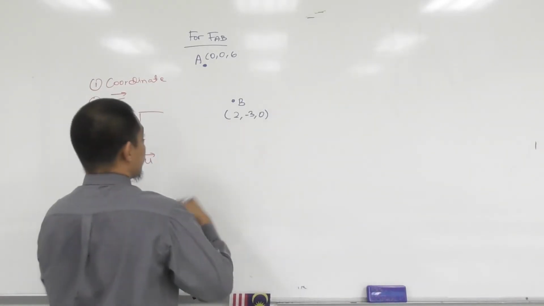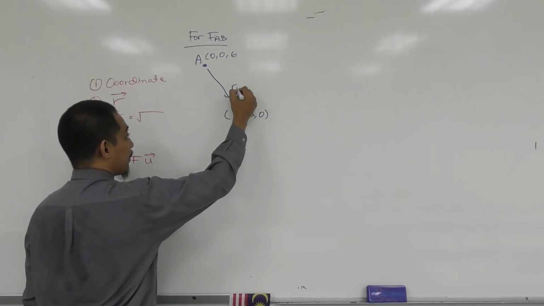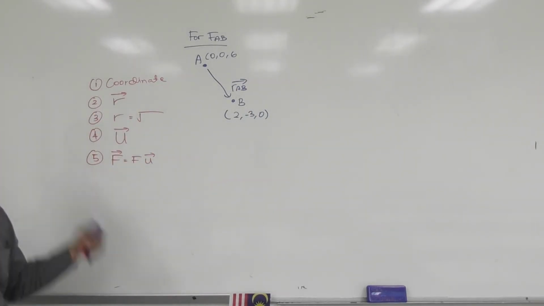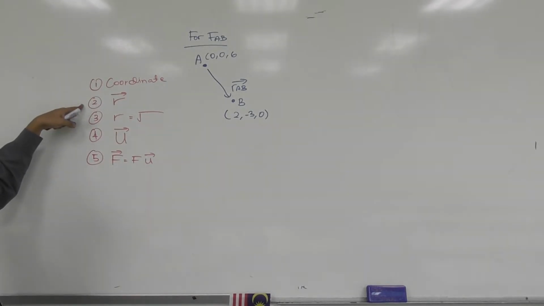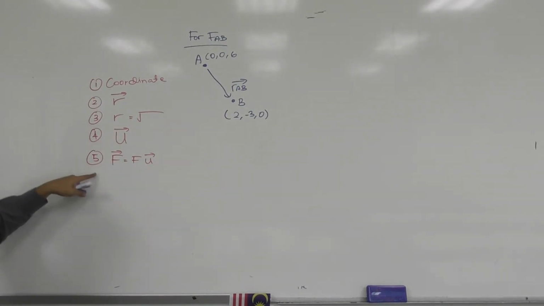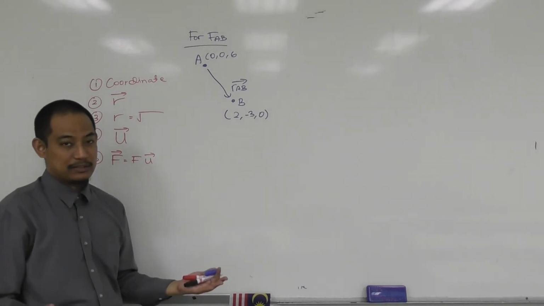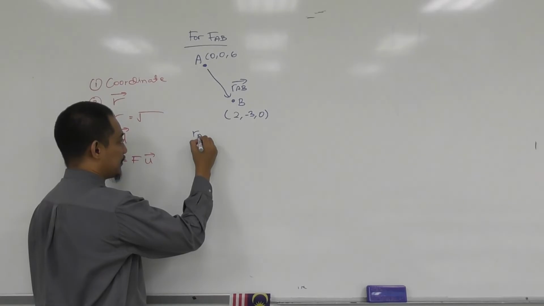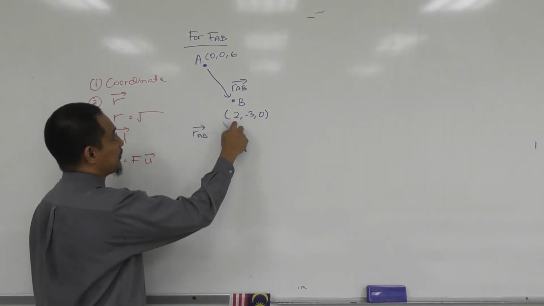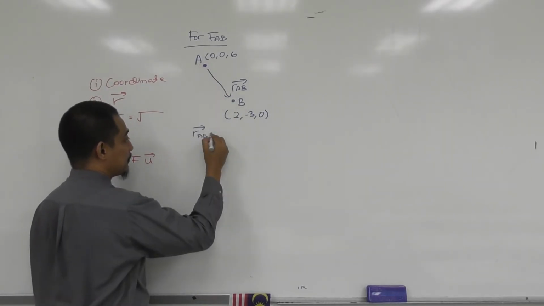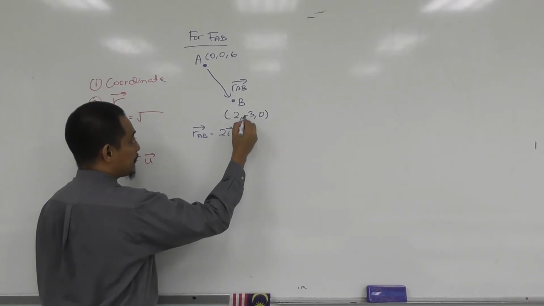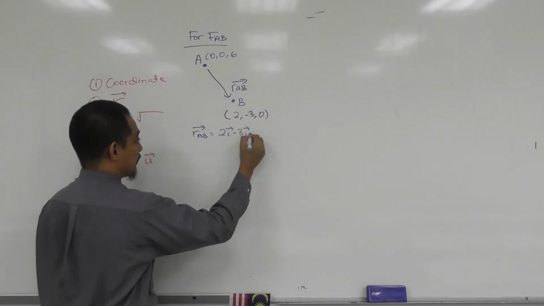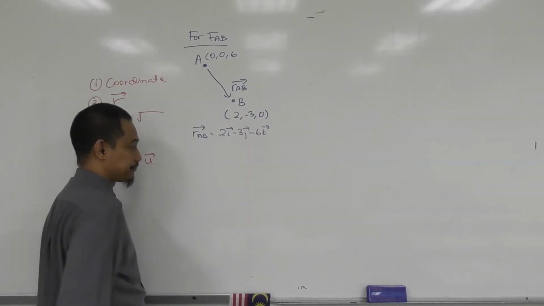So next is what? What is RAB? Basically, if you know this step: coordinate, R vector, R magnitude, U vector, F vector, that's the thing that you need to know anyway. So coordinate is already done. RAB: point B minus point A. So 2 minus 0 is 2i, minus 3 minus 0 is minus 3j, 0 minus 6 is minus 6k.